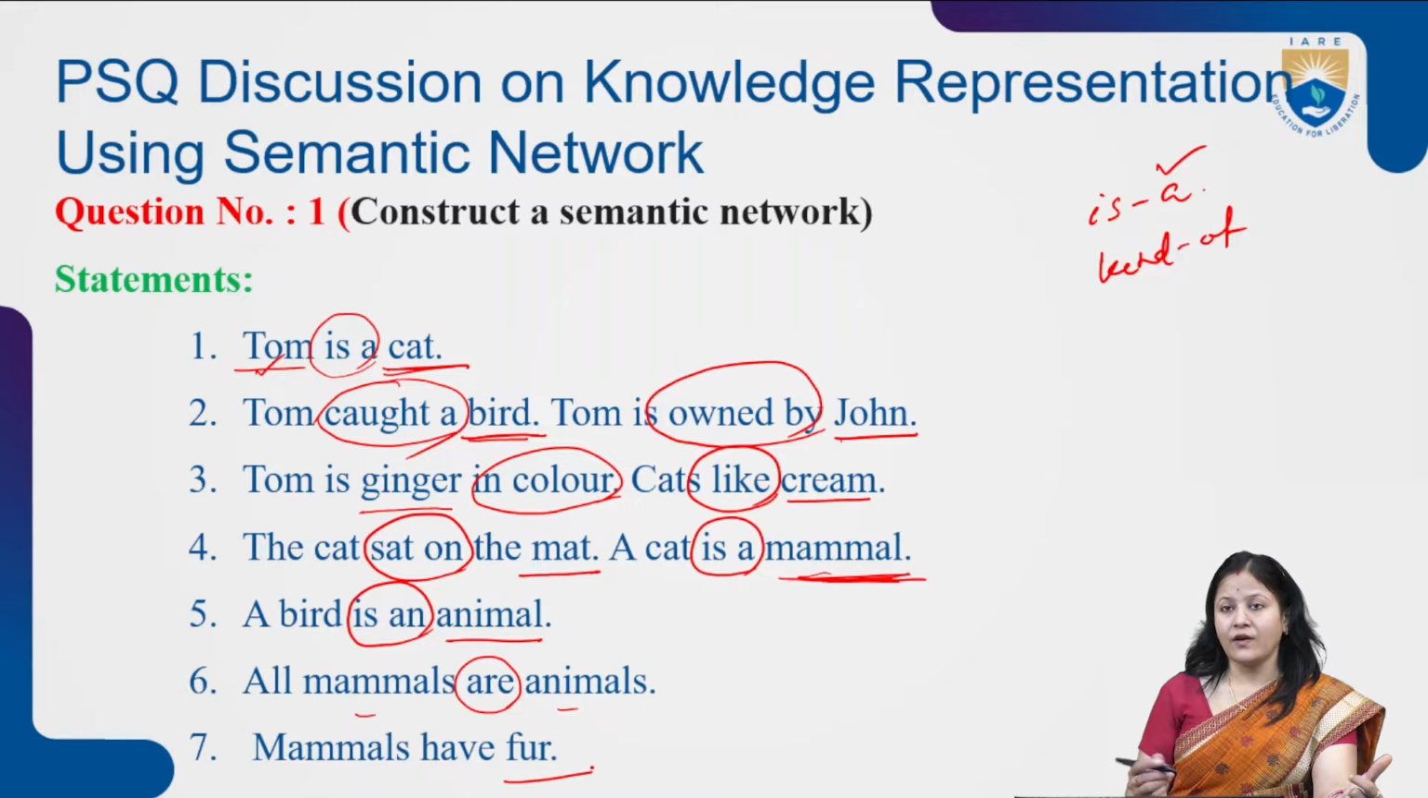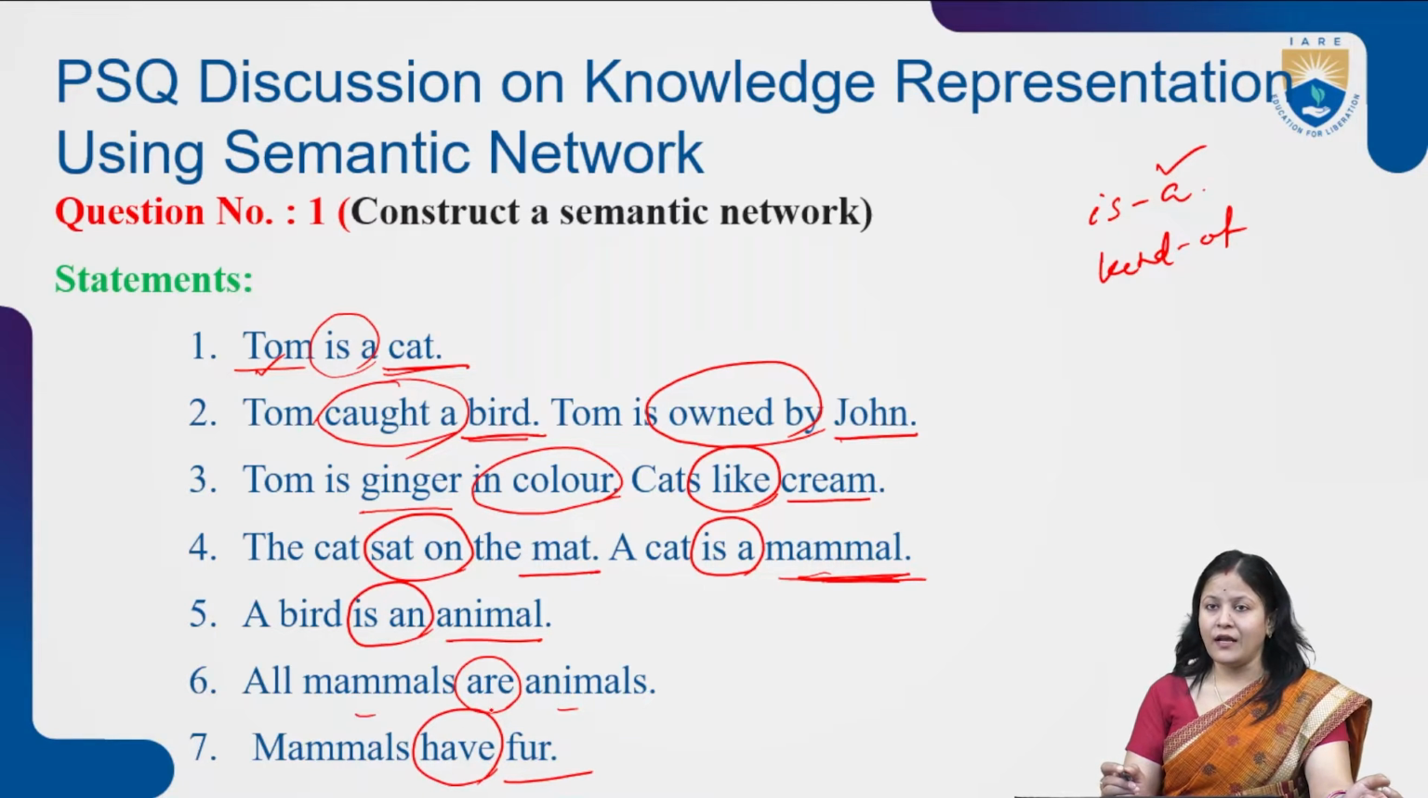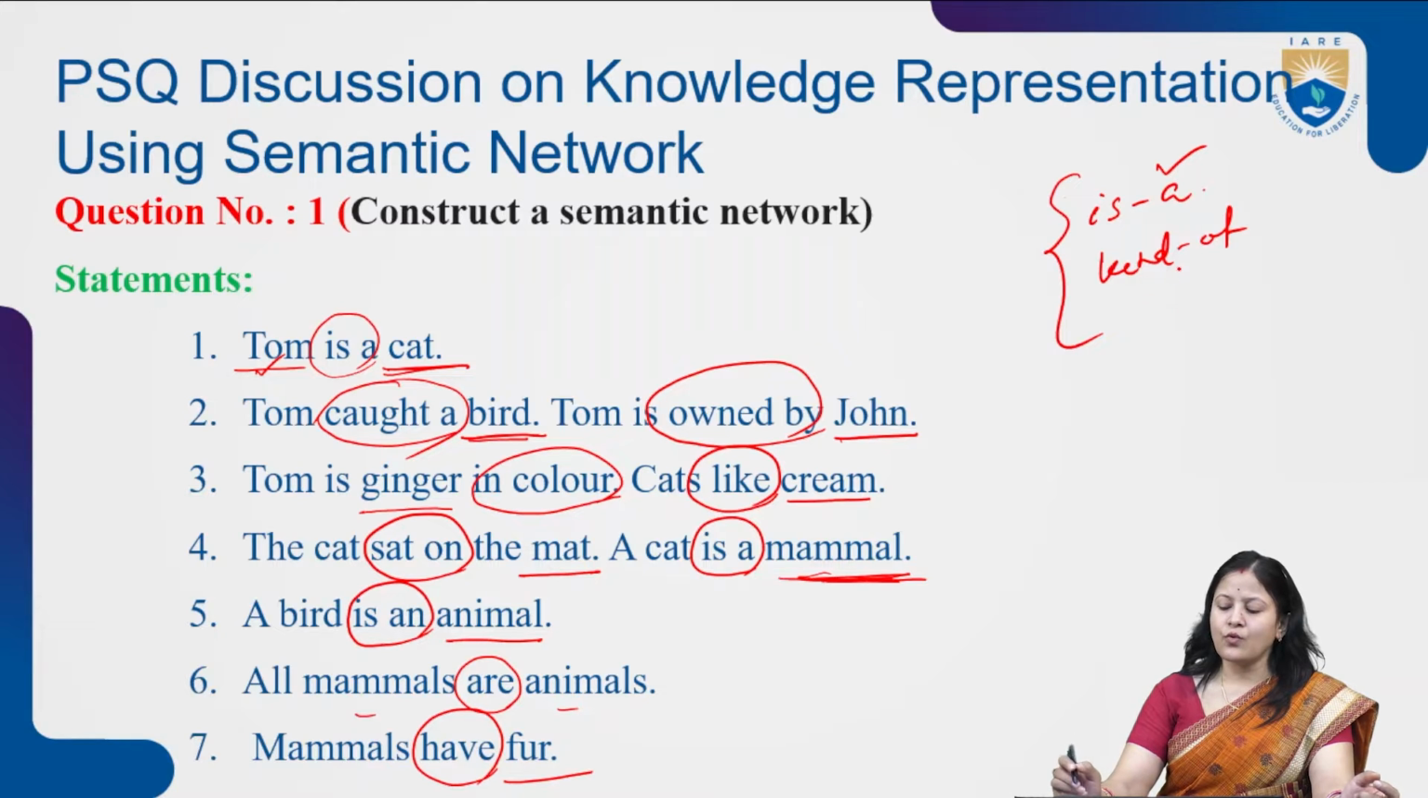So we can create a node for food. And have means each mammal is having food. So have is the relation. It's not like that. As I told, there are two fixed relations, is a and kind of. Apart from that, different relations can be represented. Like in these 7 examples, you might have observed like is owned by. It's not like is a or kind of. That depends upon the creator of the semantic network, and that also depends upon the type of sentences given to construct the semantic network.